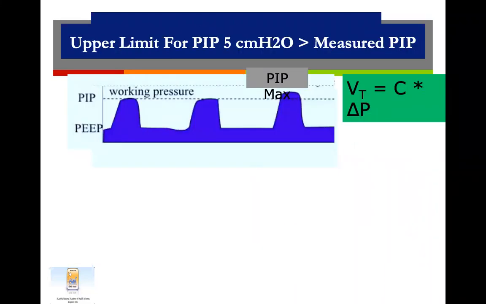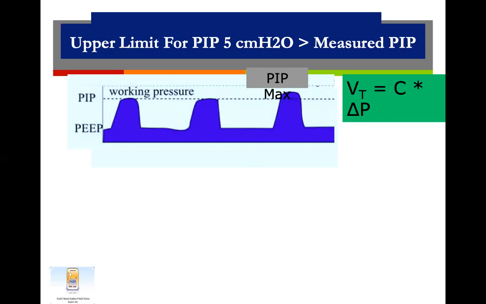So you need to keep an upper limit of PIP. Usually we keep 5 centimeters of water more than PIP. But if it is a very small baby and you are worried about the trauma, you might sometimes keep only 3, to have that working pressure with you, so that it doesn't overshoot just because it's not picking up in the right way and we go for volume trauma. And for the volume also, there is a limit of 130% more, and that limit can also be changed depending on your baby.